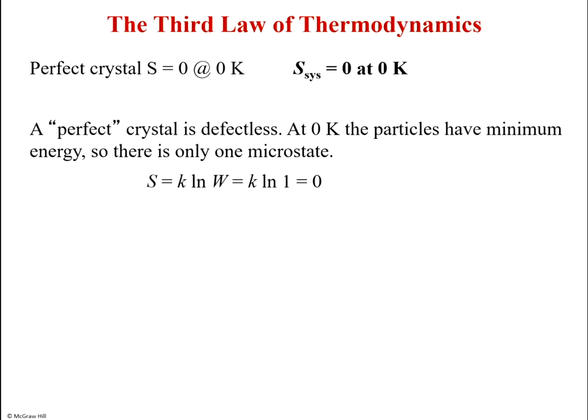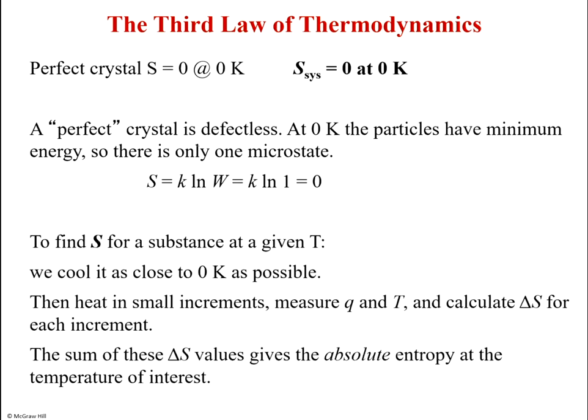Since they're all in their lowest energy state, there is only one microstate that's available. And of course, now W being equal to 1, the log of 1 is 0. So the entropy for a perfect defectless crystal at 0 Kelvin is 0.